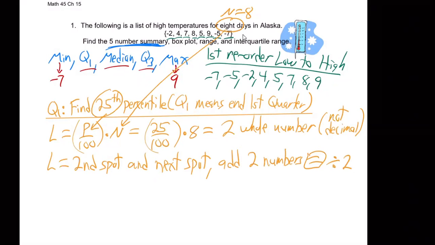If you just came in, this is Mrs. Jones's Math 45 class. I'm the sub, Mr. Heron. So I'm going to go to the number in the second spot, grab that number and the next number. So -5, add -2, hit equals, divide by 2. The answer comes out to be what? -3.5.